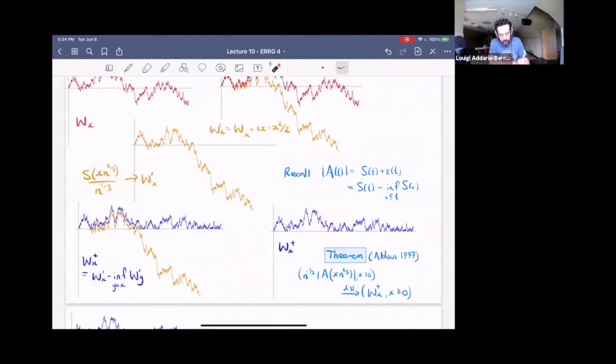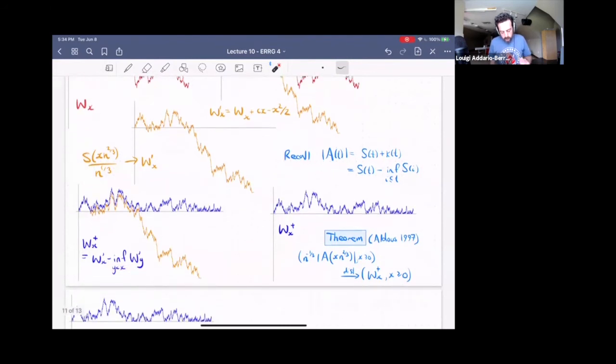So, 24 years ago, David Aldous made that story rigorous and proved that if you look at the process which tracks the number of active vertices and apply this same rescaling, x n to the 2/3 in time and n to the 1/3 in space, you converge to what is called reflected Brownian motion with parabolic drift. So Brownian motion with drift minus its running minimum. Okay, so that's the first step.